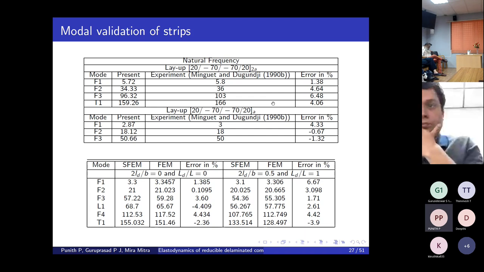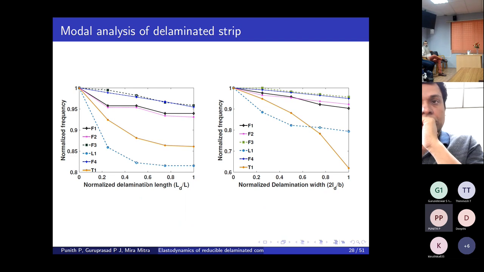So next we have also performed a few model validations for the strips, from the experiments as well as from the FEM model. So these were a few experimental results, and our model was able to predict the results to a very good approximation. Again, this is for delaminated strips compared with the FEM results. Again, we have a very good comparison with the FEM results. And using that, we can now perform modal analysis for various dimensions of delaminations, the partial delamination.